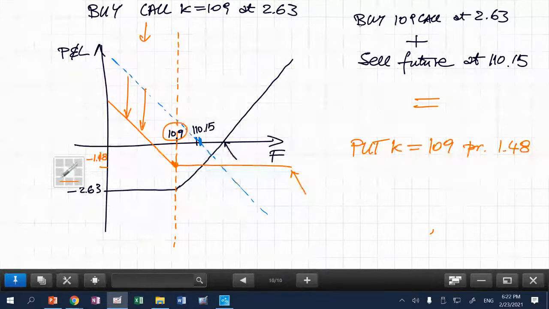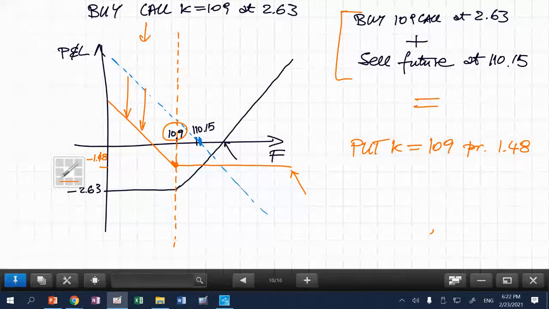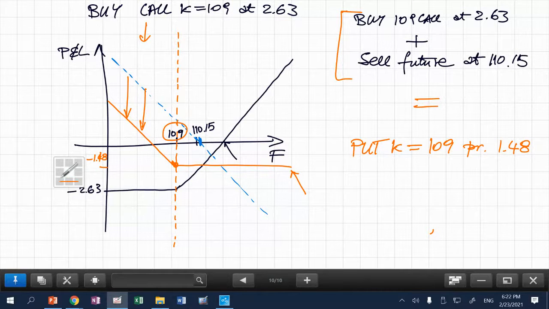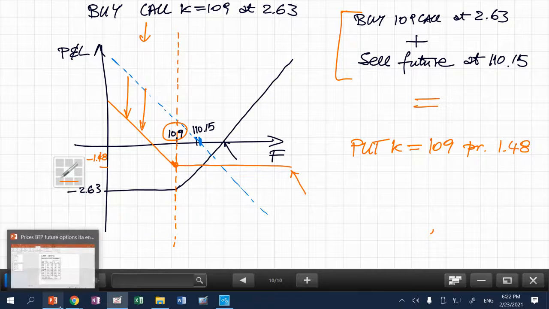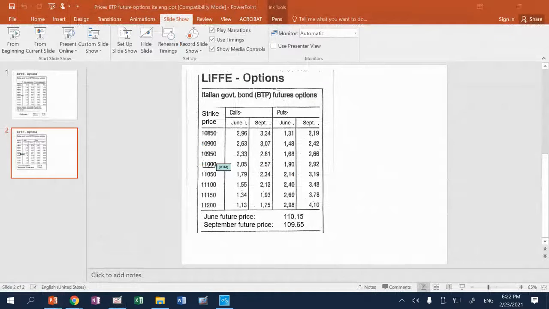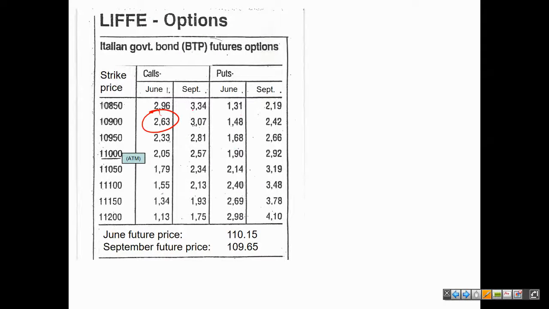So the sum that I have by combining a call option and the short future is having a long put with a premium of 1.48, which incidentally is exactly the price of the option on the market. If this were not the case, intuitively there would be an arbitrage, okay? We are going to work more on this on Thursday, but the key intuition is the following.